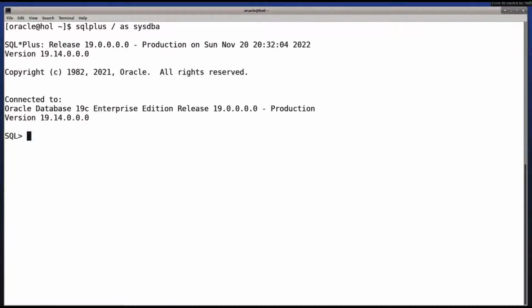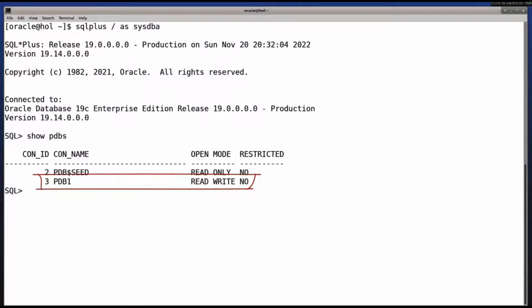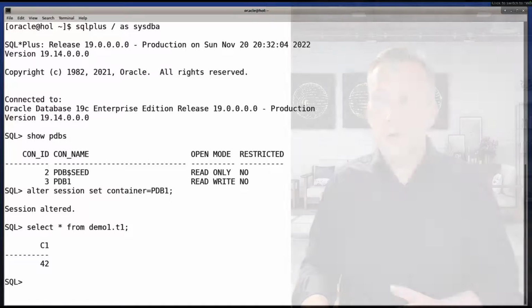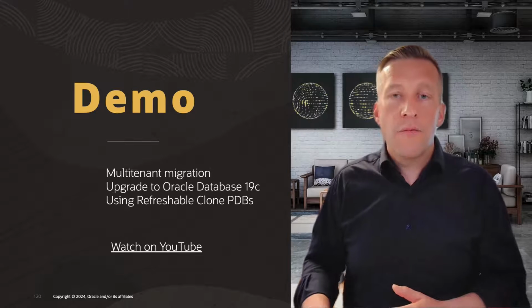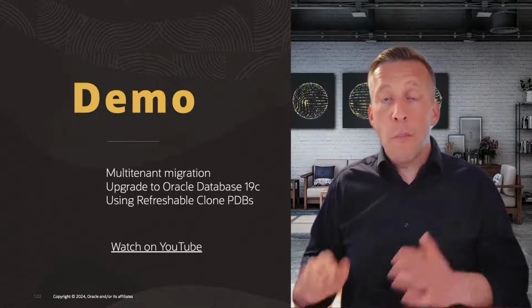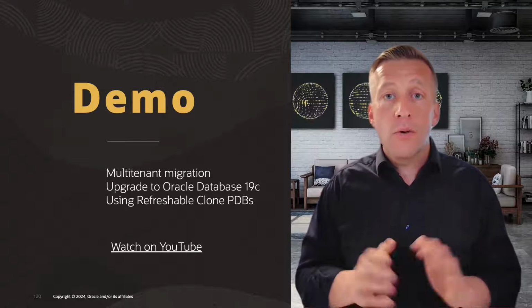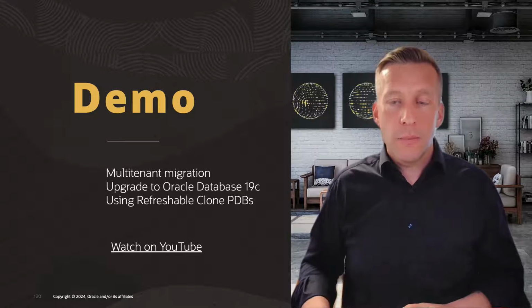Let's connect. Show PDBs. We now have PDB1. Remember, we renamed it. It's open, read, write, and unrestricted. All looks good. And we switch to the pluggable database, and we can see the record is there. The last changes were brought over into the PDB. A very convenient way of migrating to multitenant. We can hide the time that we need to copy even a huge database.